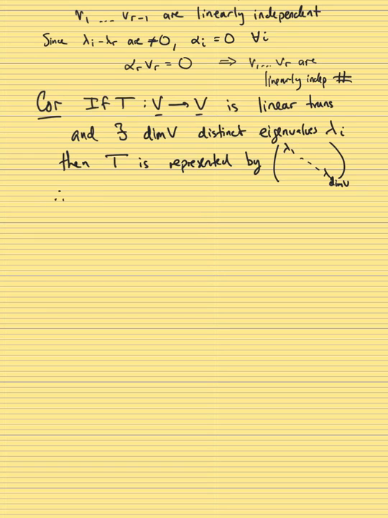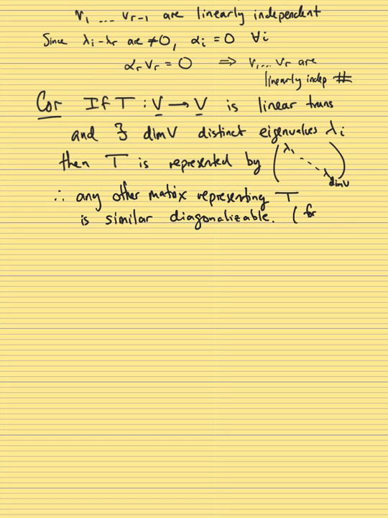So therefore, any other matrix representing T is similar to a diagonal one. Okay, so any other matrix representing T is diagonalizable. And notice this statement does not depend on the field at all. There's no difference between R and C actually, and you can just work completely generally, so this is true for any field F.